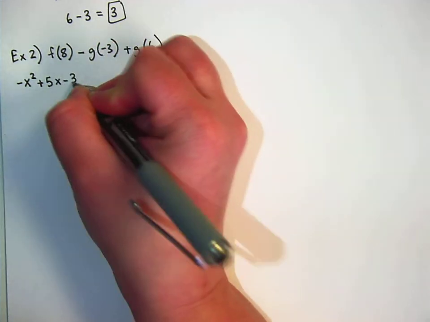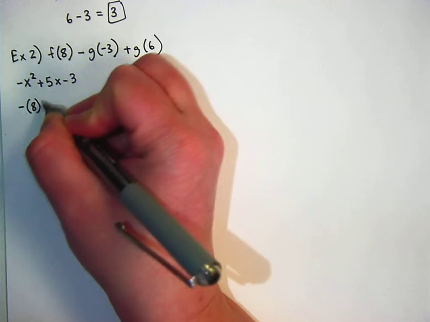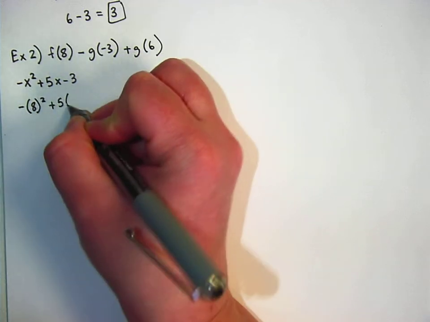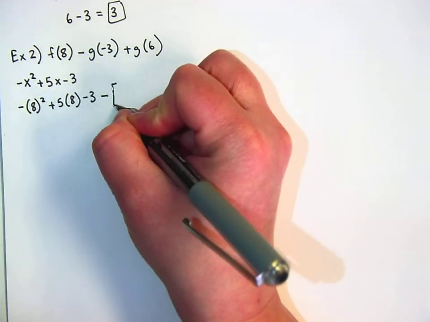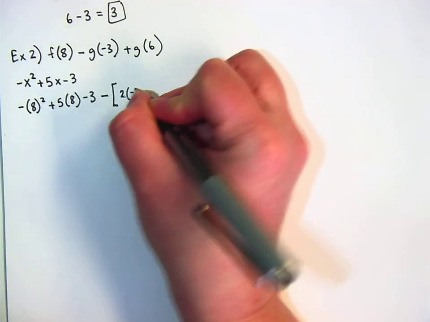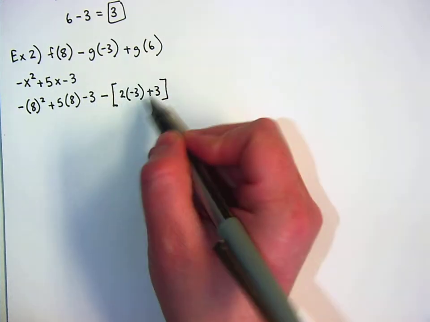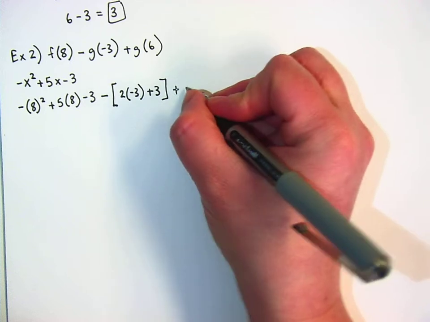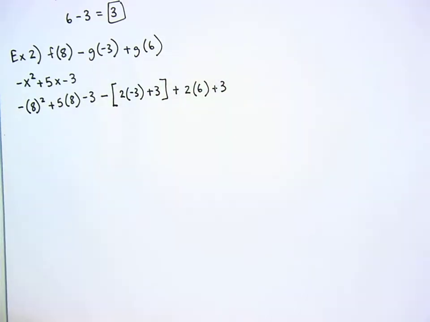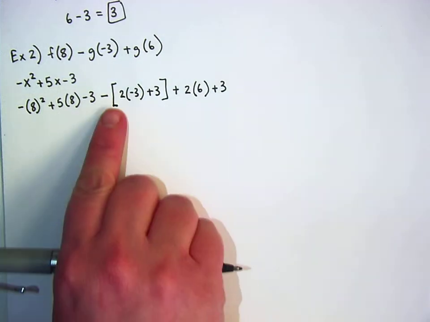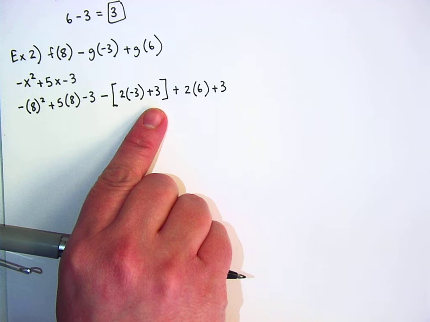So this is the first function, f of x, so I'm going to put in negative 8 squared plus 5 times 8 minus 3, minus, and I'm going to subtract all of this next bit where now I'm looking at the g function and I'm subtracting all of it, and then I'm adding in another function with a 6 in it, like that. The reason why I put brackets around this is because I'm subtracting all of the g function, not just part of it.